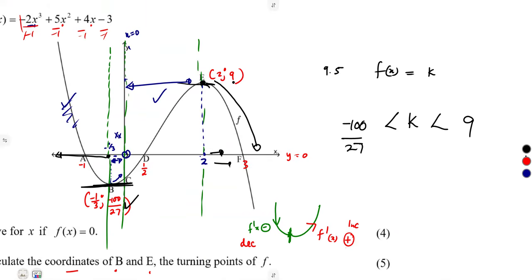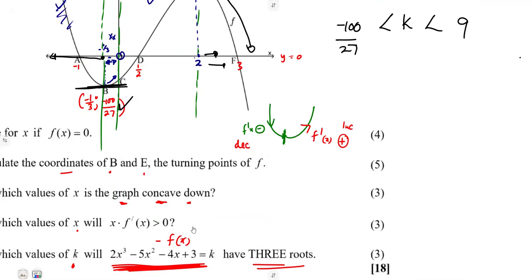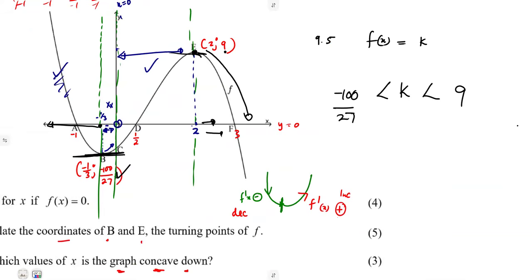They are asking for minus f of x. So if we are considering minus f of x, what does it mean? All right. f of x is equal to k. What about when I say minus f of x? It means I introduced a negative. I must also introduce a negative there. So minus f of x equals minus k.